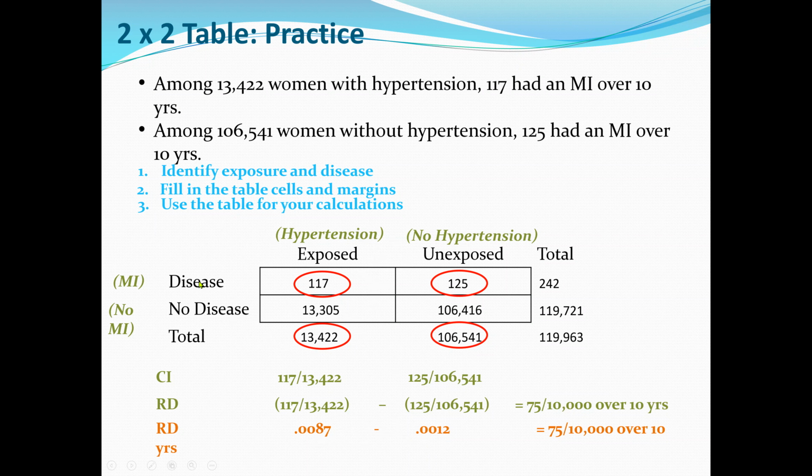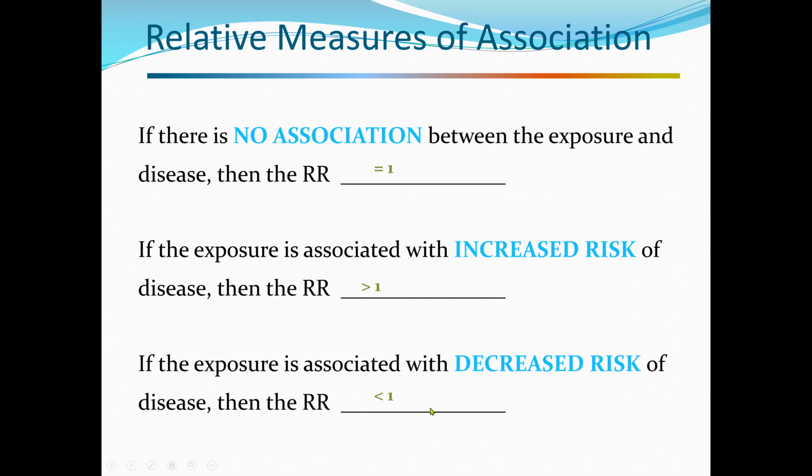Now for relative measures of association, if there's no association, the value should be one because we are dividing. In the absolute case, it should be zero because we are finding the difference between the two. If the exposure is associated with increasing risk, then our value will be greater than one. If it's a decreasing risk, then it will be less than one, which means that if we are exposed to whatever, let's say cigarette smoking, the chance of getting lung cancer is low.